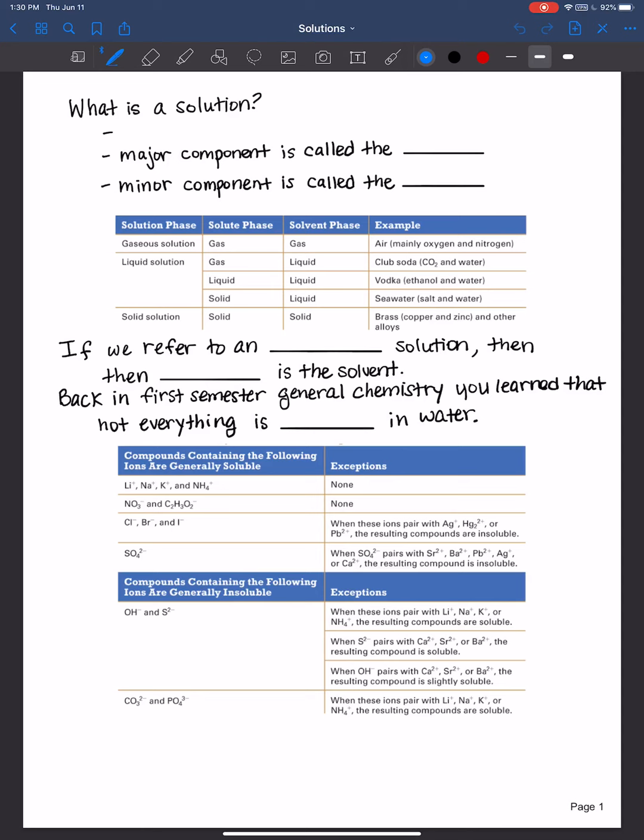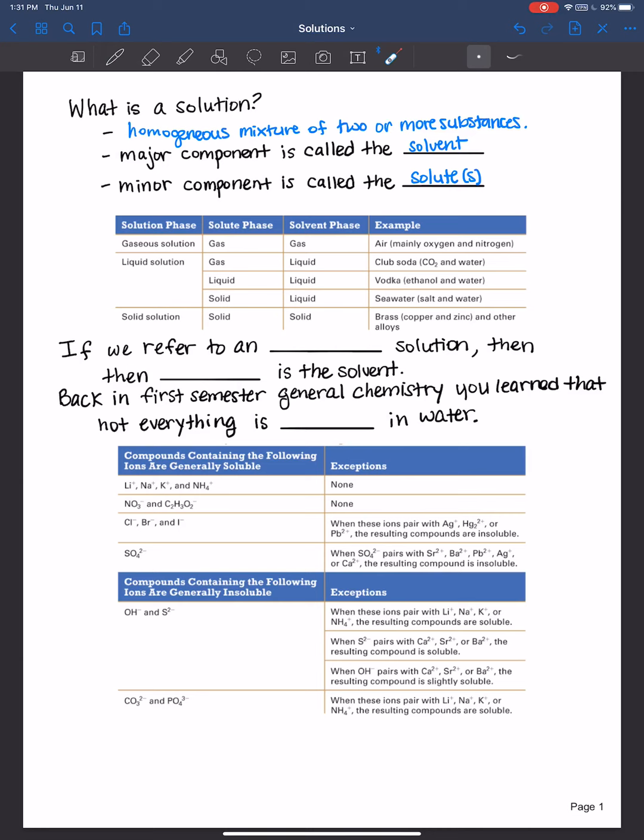Well, a solution is a homogeneous mixture of two or more substances. And the major component is called the solvent, and the minor component is called the solute. Or if you have more than one, then solutes. And so let's look at this table here.